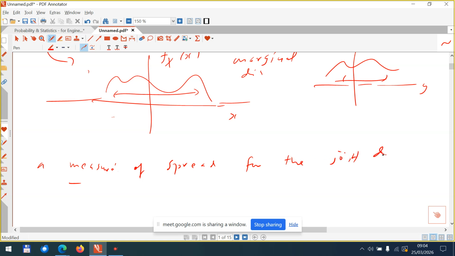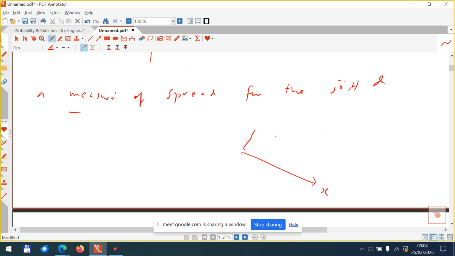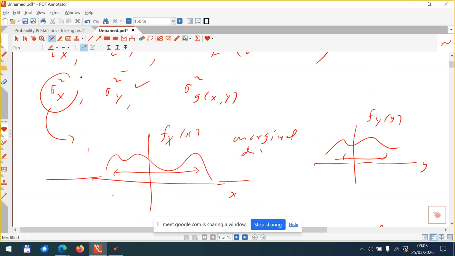Joint distribution. So imagine a two-dimensional distribution. Let's say this is x, this is y, and this is f of xy, and we have some surface, right? And we want to know how wide is that surface, right? And none of these two can help us there, because they only work in one dimension.